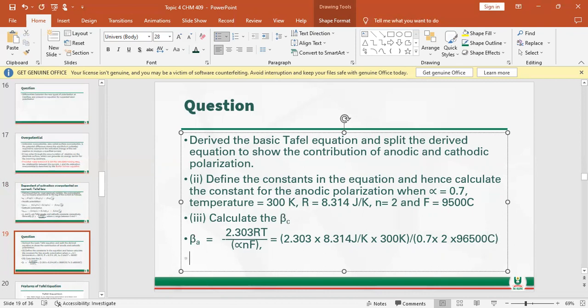Generally, beta alpha plus the beta value for the cathode plus the beta value for the anode is equal to 1. From here, you can subtract your result for BA to get BC. That means BC is equal to 1 minus BA. That's the solution.